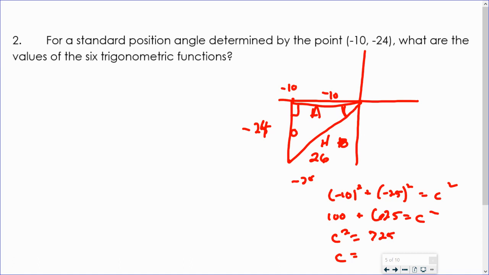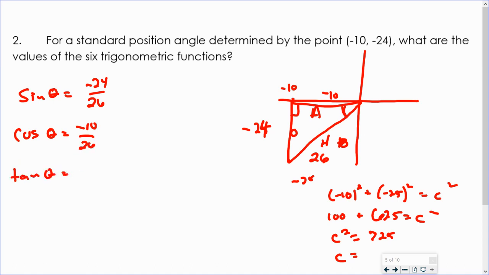So sine function, sine of theta is equal to negative 24 over 26. Cosine of theta is negative 10 over 26. And the tangent of theta is negative 24 over negative 10.